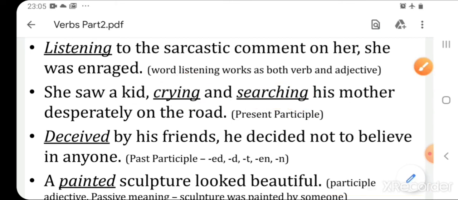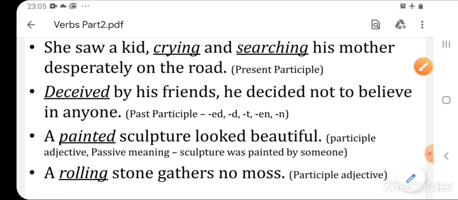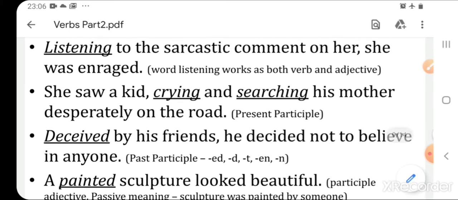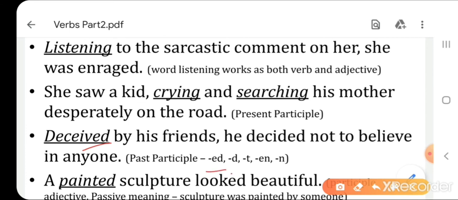Now, the third example is, deceived by his friends, he decided not to believe in anyone. The first two examples are of present participle, listening, crying, and searching, because ing is used. Here, ed is used in the third example, so it is a past participle. Past participles are easy to guess because only ed, d, t, n are applied at the end of the verbs.